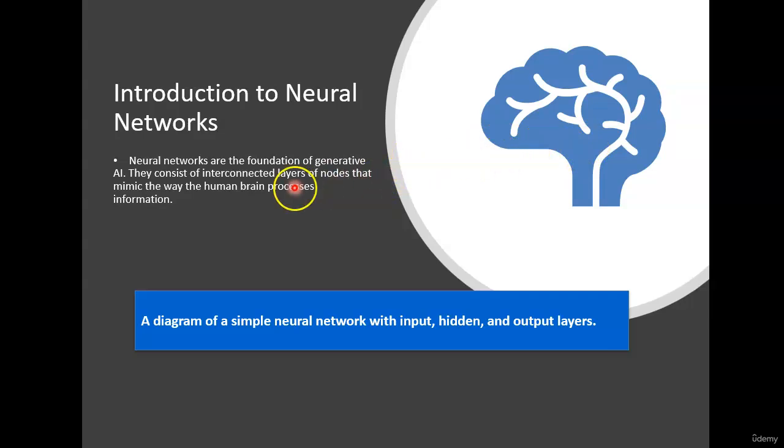Neural networks consist of layers of interconnected nodes or neurons that process data and learn patterns. These networks are the building blocks of more complex AI systems and are used for tasks ranging from image recognition to natural language processing. In a neural network, data is fed into the input layer, processed through hidden layers, and outputted as predictions or classifications. They consist of interconnected layers of nodes that mimic the way the human brain processes information. A similar thing we see here.